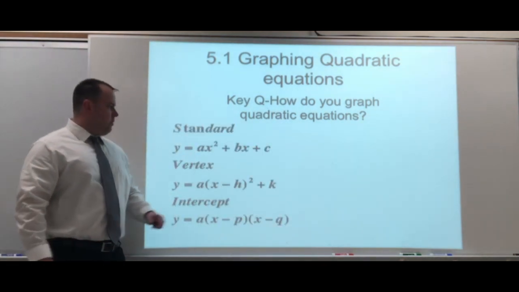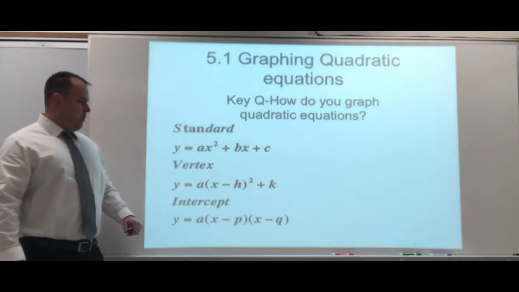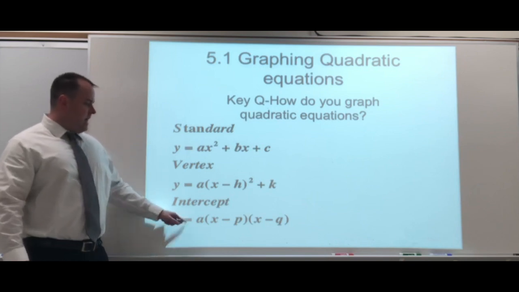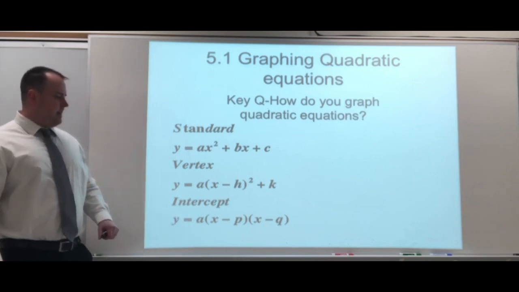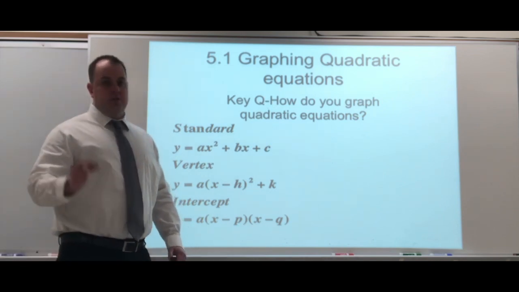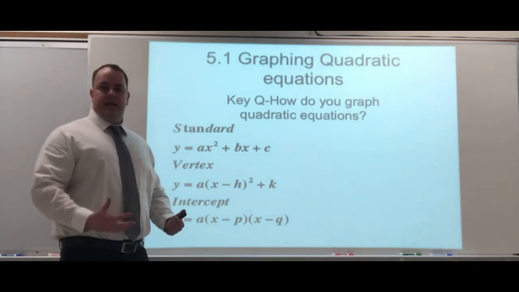We have standard form, y equals ax squared plus bx plus c. Vertex form, y equals a(x minus h) squared plus k. And intercept form, y equals a, x minus p, and then x minus q. We're going to do one example of each. Each one's a little different, okay? But they're all going to be making a quadratic equation graph.